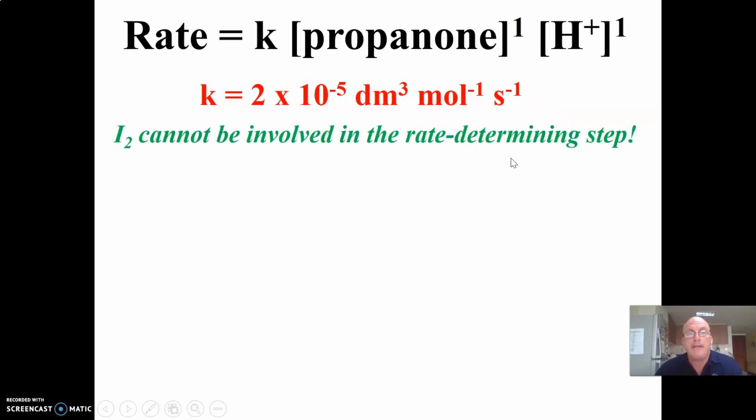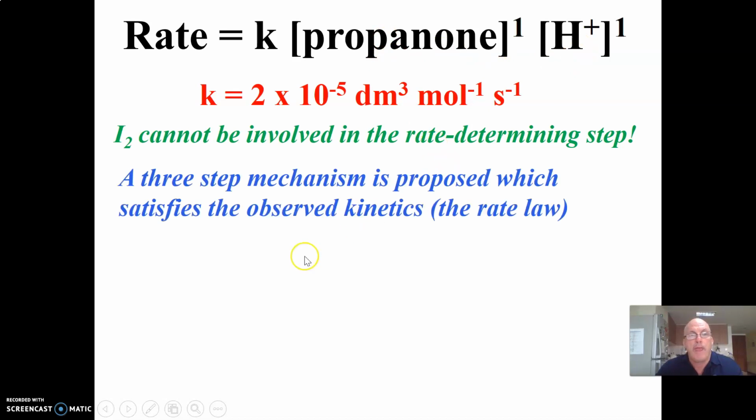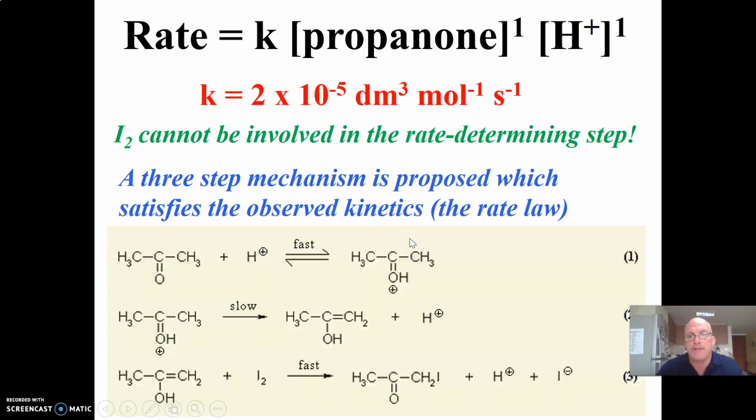Okay. Iodine cannot be involved in the RDS, and now we have to propose a mechanism where somehow it's first order with respect to both H plus and propanone. And a three-step mechanism is proposed. You'll never have to do this in the exam, so don't worry. It's just of interest, and it brings in a new concept that we haven't looked at before. Okay? There's a three-step mechanism which will satisfy the observed kinetics and the equation. And here's the three steps.